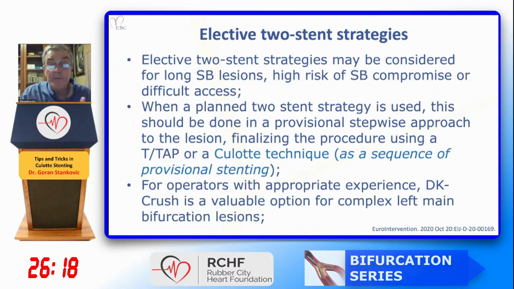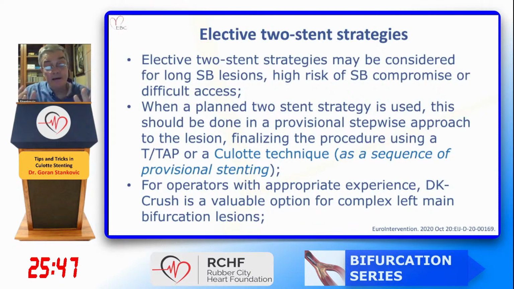However, if we plan a two-stent strategy, for example in the case before, most probably we will finish with a two-stent strategy. Our approach is always provisional stepwise. In this case, inverted provisional, finalizing the procedure with culotte. As a sequence of provisional, it's a mistake to say it's a bailout, because in this case culotte stenting was a sequence of provisional, not a bailout.